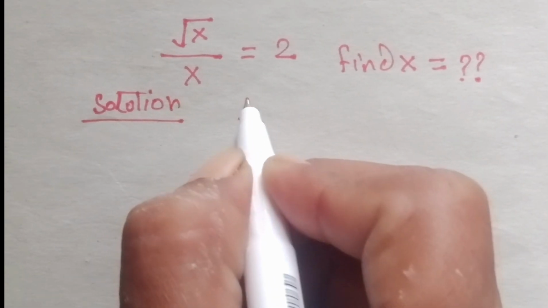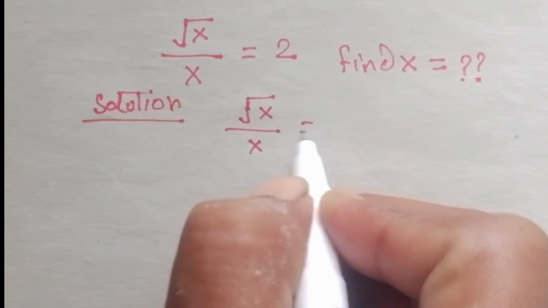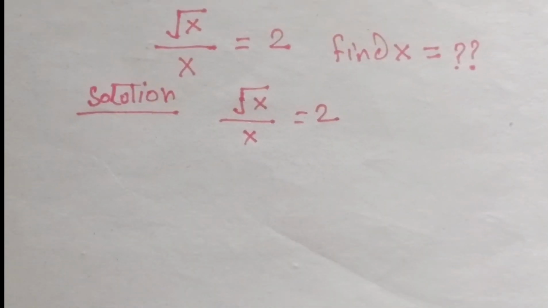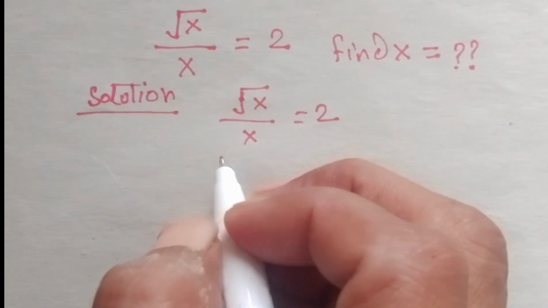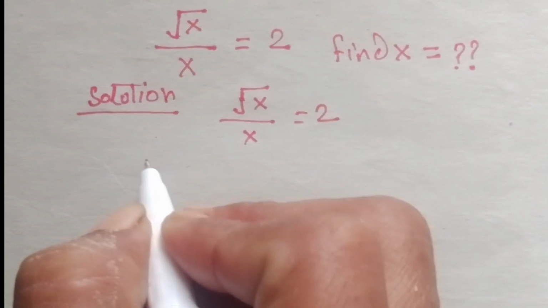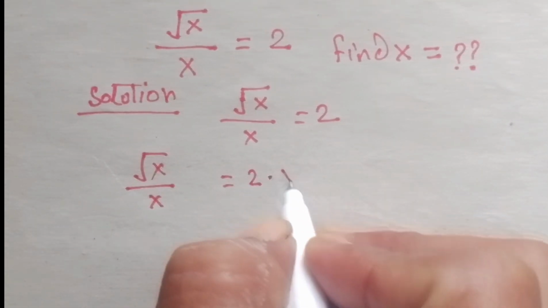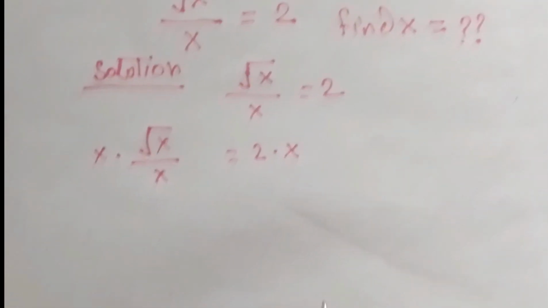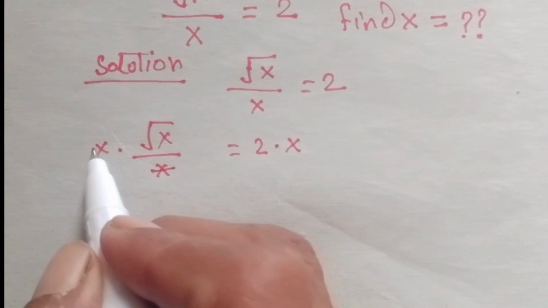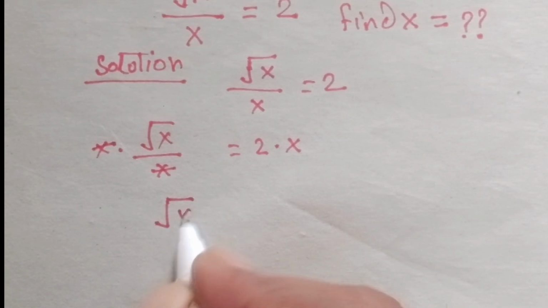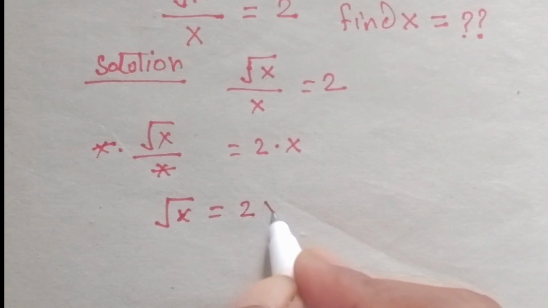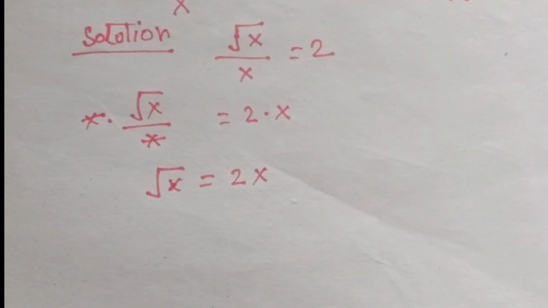So our question is square root of x over x is equal to 2. The first step is to multiply both sides of this equation by x. So square root of x over x is equal to 2, multiply by x, and this x cancels. So it will be square root of x is equal to 2x.